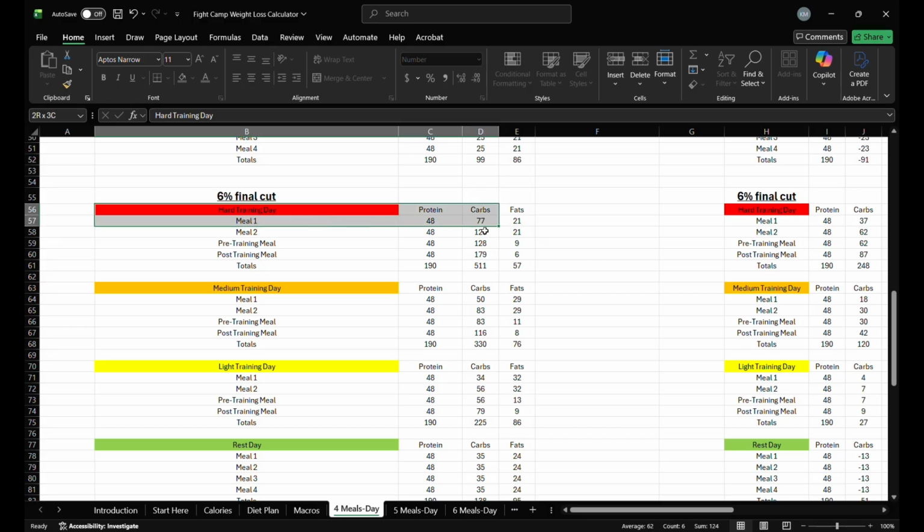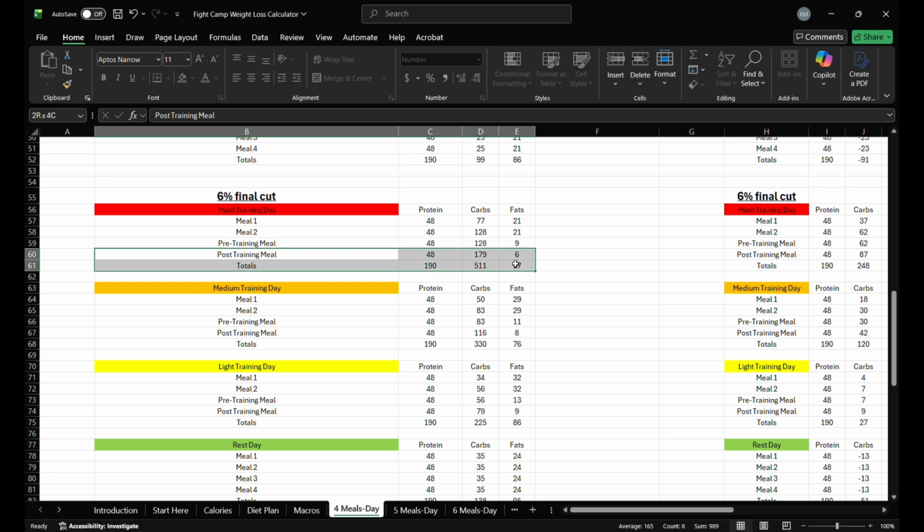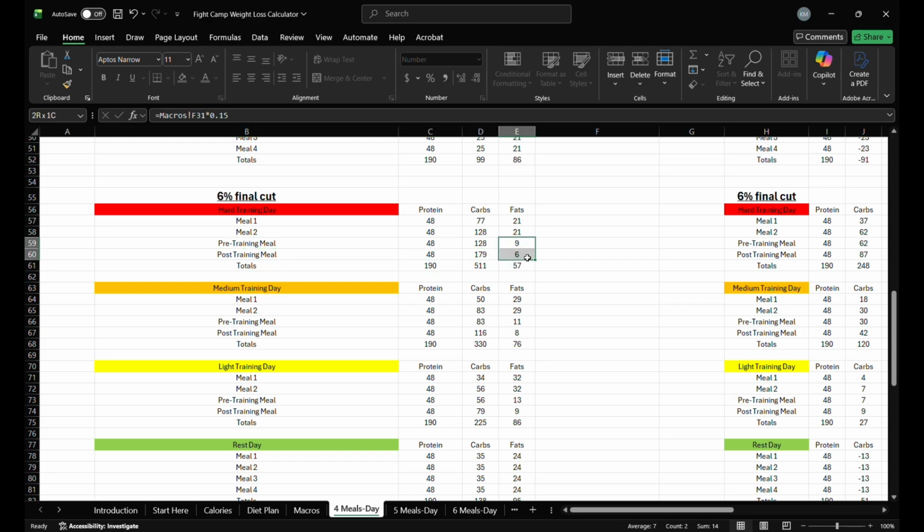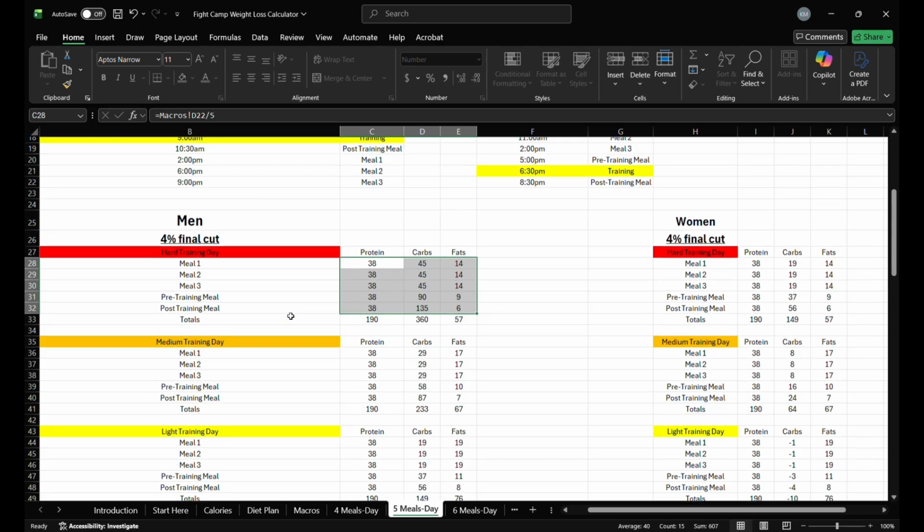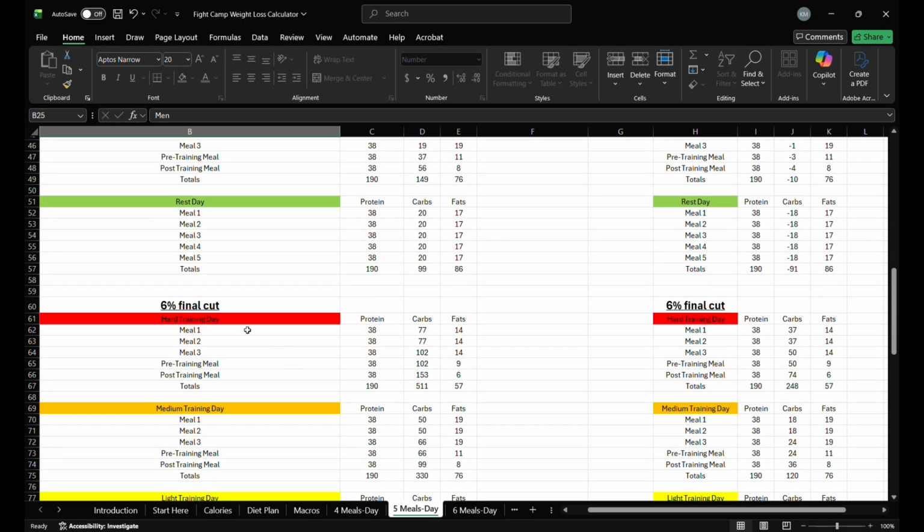So we're going back to here. We have our hard training day with a 6% cut. As you can see, protein is going to be spread evenly across the day, across all 4 meals, but carbs are going to be higher in the pre-training meal as well as the post-training meal. And then fats are going to be lower in the pre-training meal and post-training meal than they would in the meals away from training. So let's go look at the 5 meals per day.